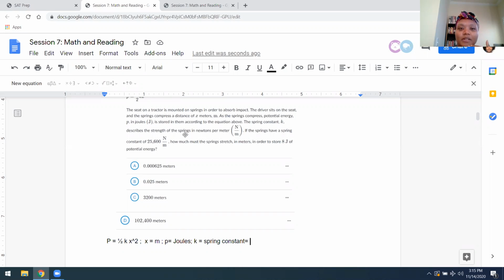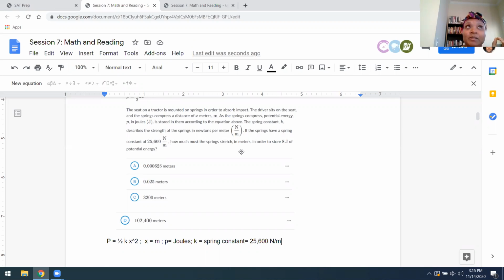That's an introduction to what the spring constant is, because right after, it says if the springs have a spring constant of 25,600 newtons per meter. So the sentence before wasn't super necessary. It gave us background information, because the sentence right after it gives us our value for K, our spring constant, and that is 25,600 newtons per meter.